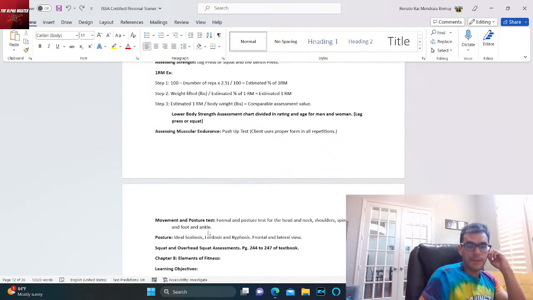For the postural deviations, for the spinal deviations, you have ideal, scoliosis, lordosis, and kyphosis, in frontal and lateral view.